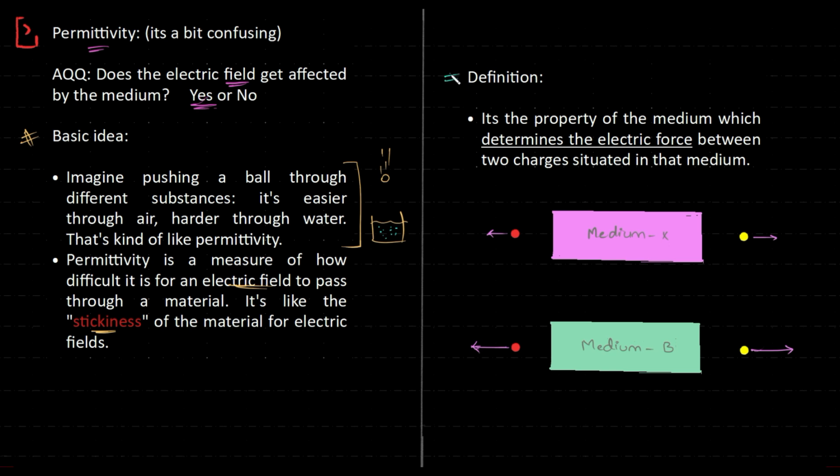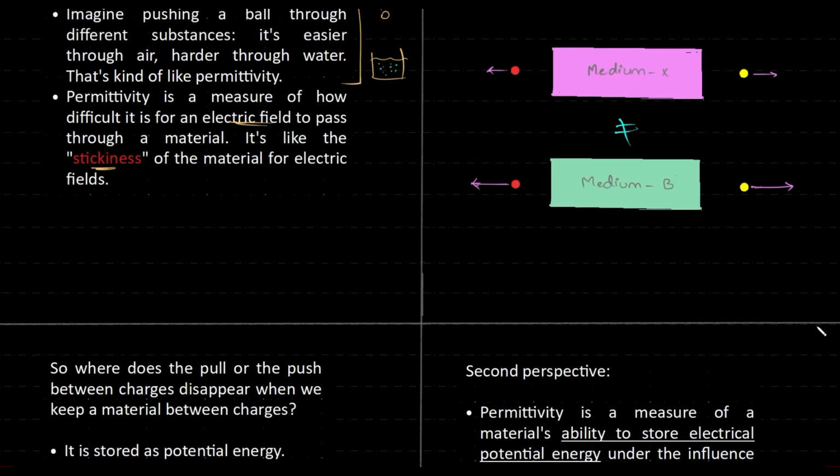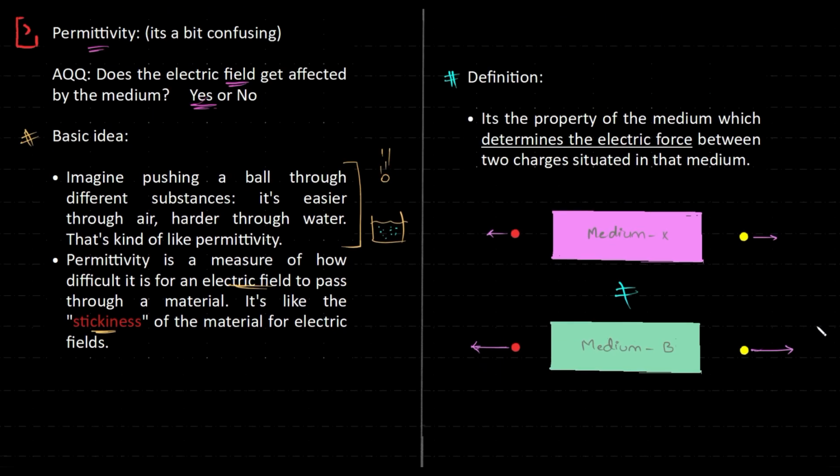So the official definition of permittivity is that it's a property of the medium which determines the electrical force between two charges situated within the medium. A small diagram shows that we have two charges, but in two different media, and we can see that the forces are not the same.